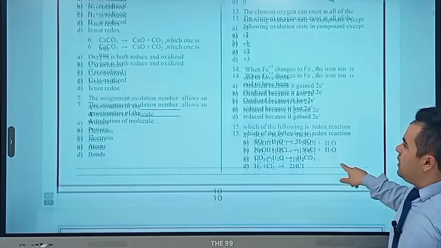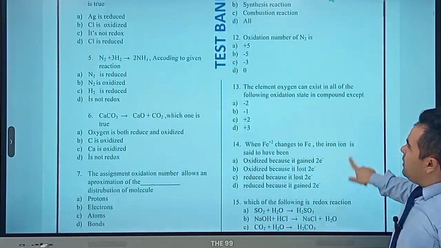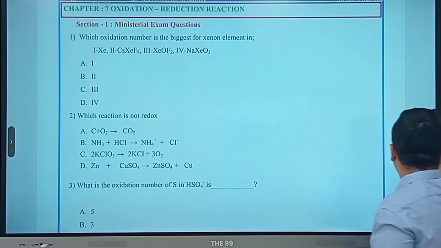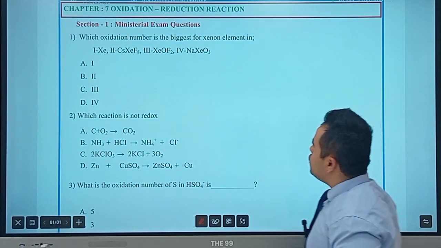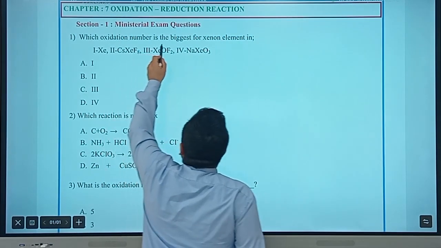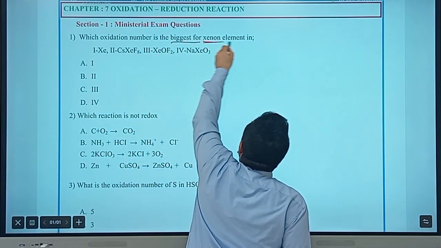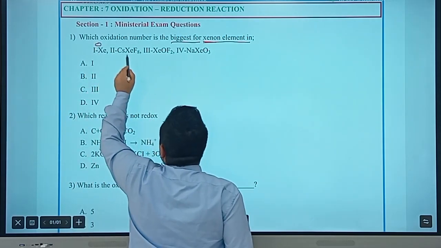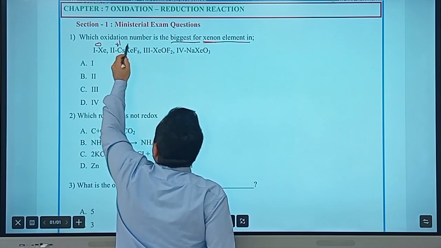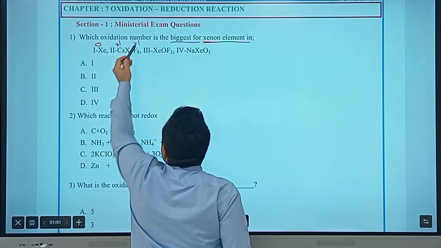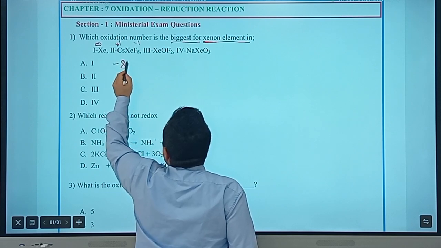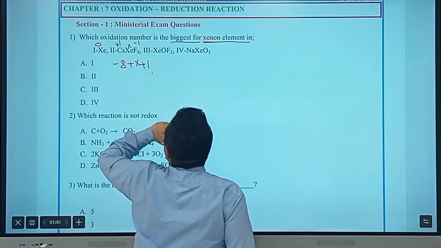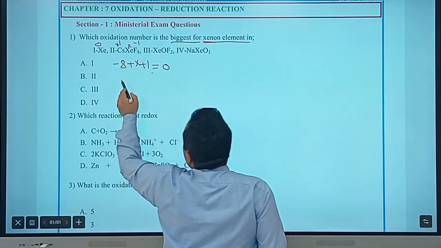Here we have the section review, the test bank for the section. Let me solve some of the ministerial exam questions. Which oxidation number is the biggest for the xenon element in the below? Xenon is 0 here, guys, and cesium is positive 1, negative 1. 8 multiplied by negative 1 is negative 8, plus X for xenon, plus 1 for the cesium, equals 0.